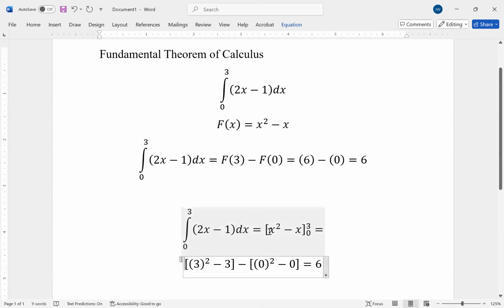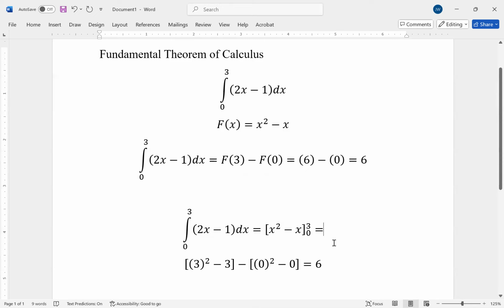So antiderivative in square brackets, subscript, superscript. Usually if I'm writing it by hand, that subscript goes even lower, the superscript goes even higher. Okay. But we get 6 in any case.